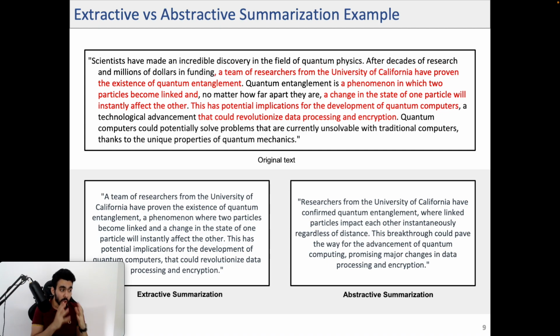Whereas if you go into abstractive summarization, on the contrary, it actually paraphrases and generates a new couple of sentences or a paragraph which explains the thing. So, researchers from the University of California have confirmed quantum entanglement, and so on and so forth. You also see it can have words in common with the source text, but it's not extracted, it's paraphrased.